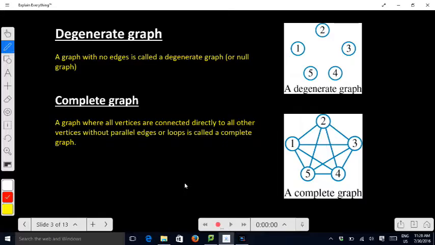The other situation is we've got a complete graph. A complete graph is where all the vertices are connected to every other vertex in the graph. If we have a look at vertex 1, it's connected to 2, 3, 4, and 5. As with 2, 2 again is connected to 1, 3, 4, and 5, and so on. So that's called a complete graph. It's where all the vertices are connected directly to every other vertex.